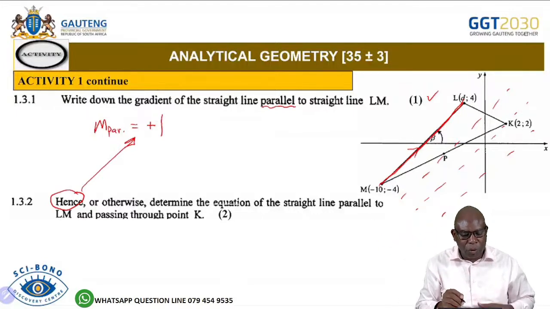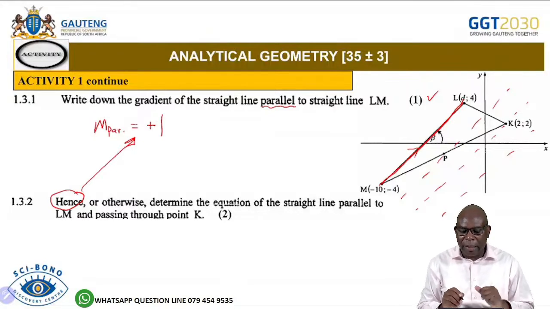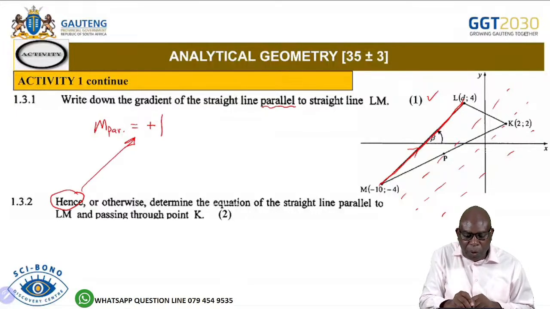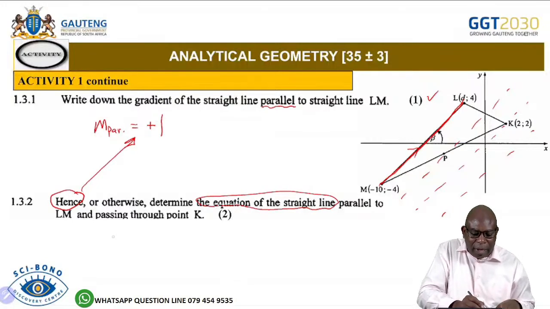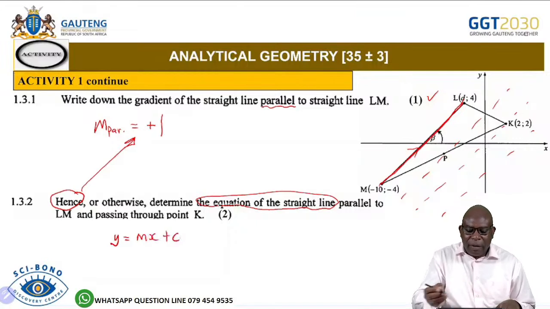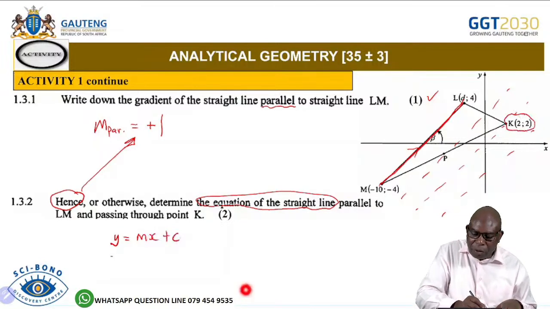So now let's use the gradient. Let's use that. So now let's use the gradient there. But they need what? The equation of the straight line. Remember, I told you about the equation of the straight line. So which means I'll have y equals mx plus c. But I already have the gradient and a point. You see, they say it passes through what? K. So which means my y value is 2. My gradient is 1. My x value is 2.